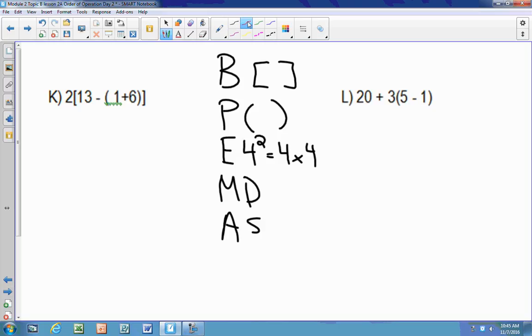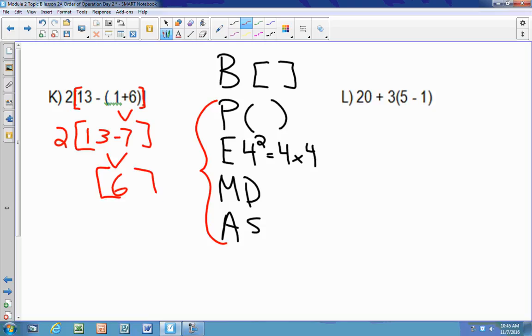Now we're going to look at this one. There are brackets. I can see these big brackets right here. So within the brackets, I then have to follow all of this order of operations. And in the brackets, I do see next that there are parentheses. So I solve that first. And I keep that all in the brackets.